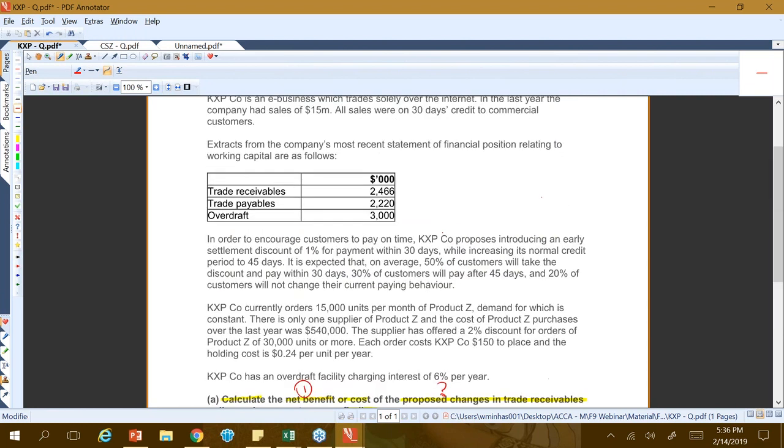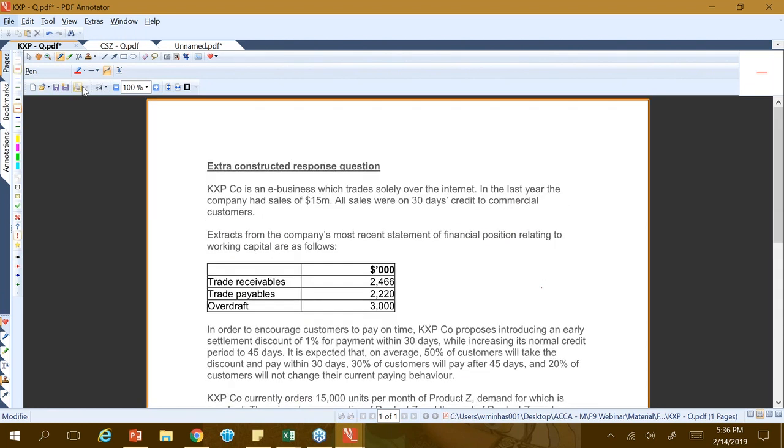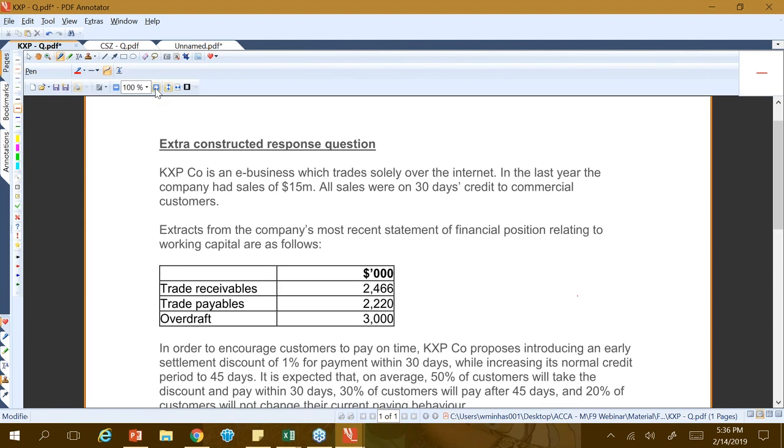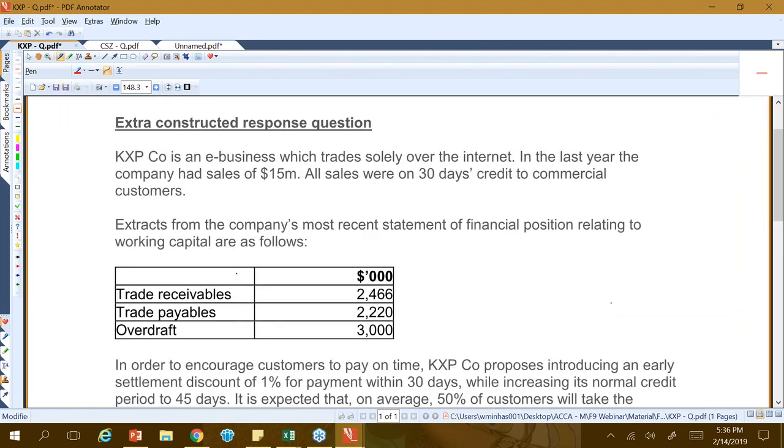So let's take this question requirement by requirement, and let's first do the proposed changes bit. This is a past question, which has now been made available in extra constructed response questions for students to practice. A really good question on working capital. So KXP is an e-business which trades solely over the internet. In the last year, the company had sales of $15 million. They were on 30 days credit to commercial customers. So this is the original credit days that were given, 30 days, and the sales are $15 million.